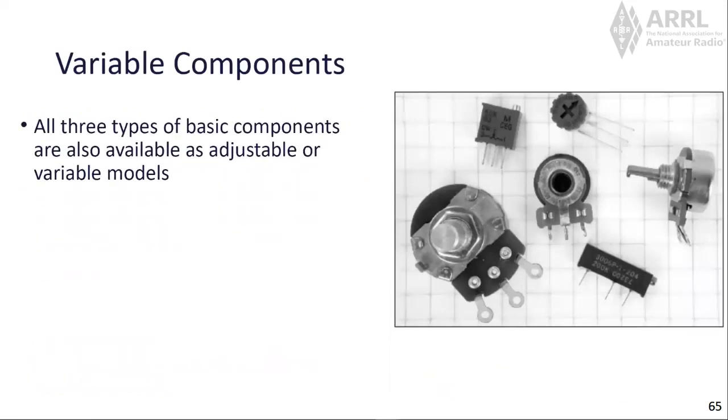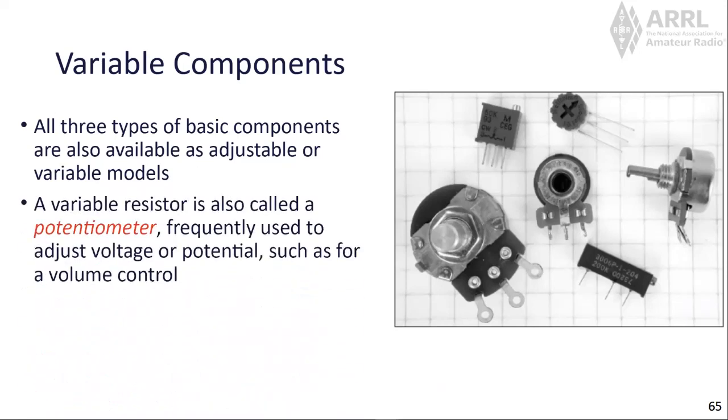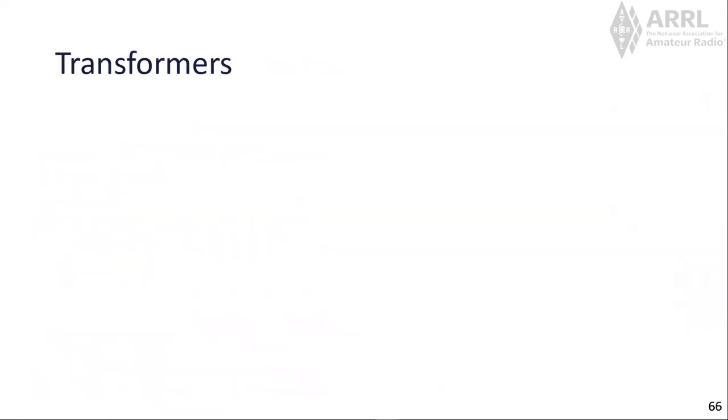Variable components. All three types of basic components are also available as adjustable or variable models. And we showed the schematic symbols for them. And what you see here are variable resistors called potentiometers or pots. Variable resistor is also called a potentiometer, frequently used to adjust voltage or potential, such as for a volume control.